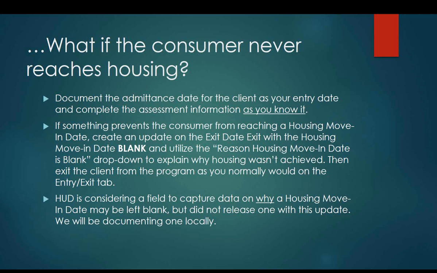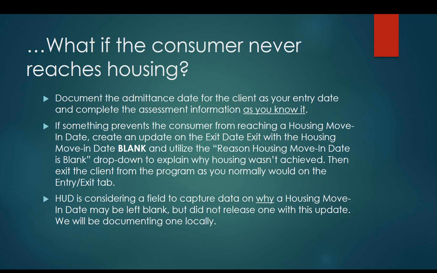If something prevents them from entering housing in your program, before you exit them, I ask you to go into those interim assessments, create an update, and leave the move-in date blank, because you don't have a move-in date because they never moved in. Under that is a question that I've added locally that says reason housing move-in date is blank. It's a drop-down, and it has a couple of options in it right now, but I'm going to ask for help at the end of this call and see if anyone has anything else for me to add to it. So you'll add an update, you'll say why they weren't housed, and then you'll go in and just do an exit like you normally would from a program.